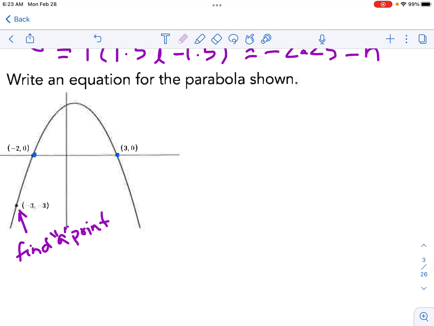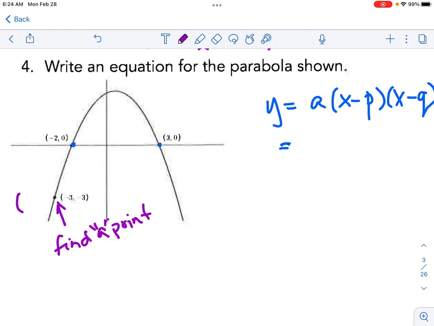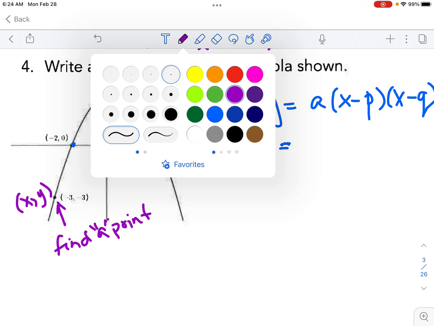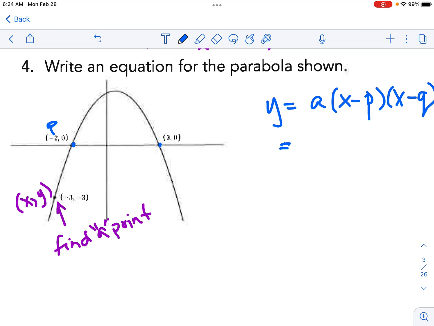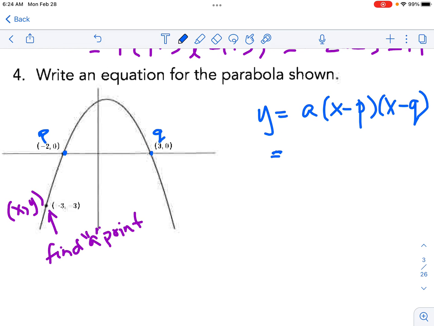So we'll get that vertex form down. It's y equals a times the quantity x minus p times the quantity x minus q. And we're going to use, let me color code this as x and y, and we're going to use this as p and this as q, and we're going to put all that in and solve for a. So what is y? y is negative 3.